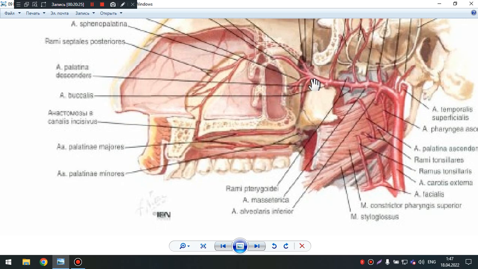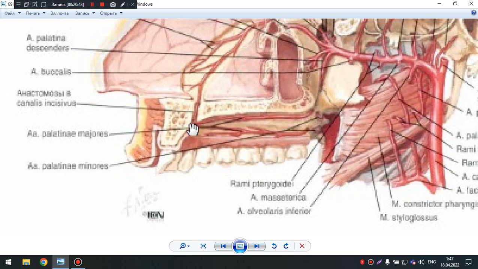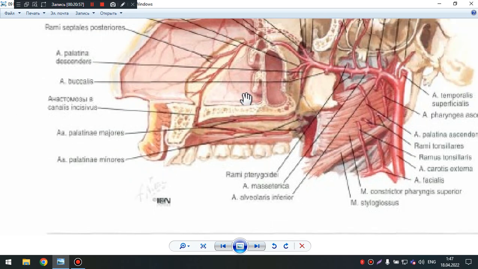The next artery: the pterygopalatine fossa connects with the oral cavity through the greater palatine canal. The maxillary artery gives the descending palatine artery, which blood supplies the hard palate, soft palate, and gives the incisive artery to the incisive canal, which blood supplies the skin of the vestibulum of the nasal cavity.